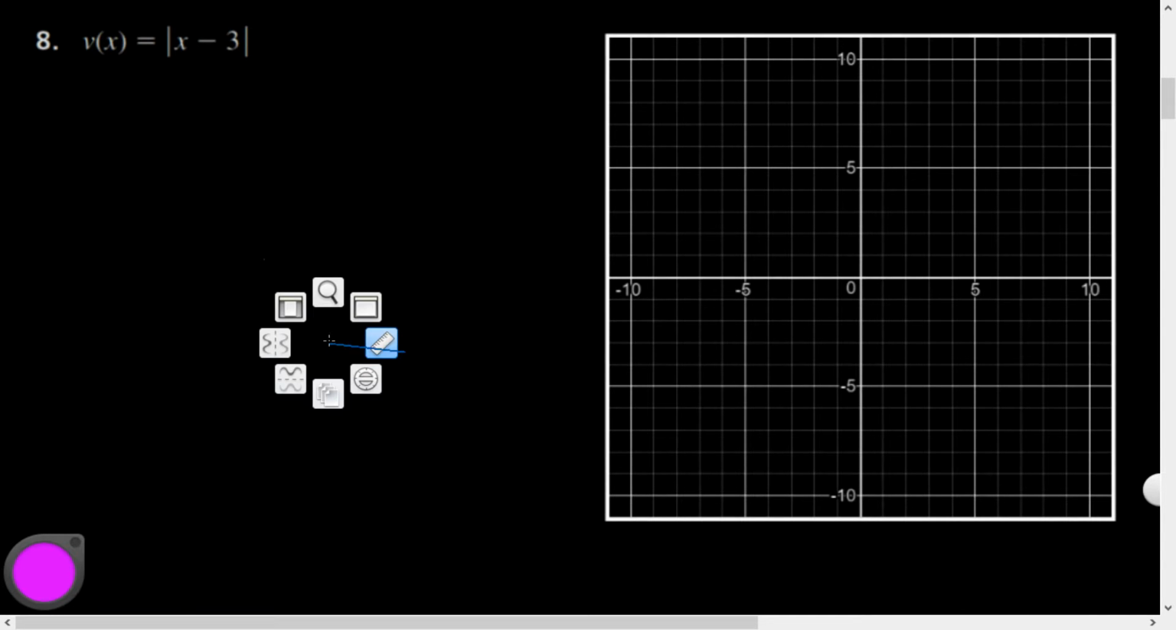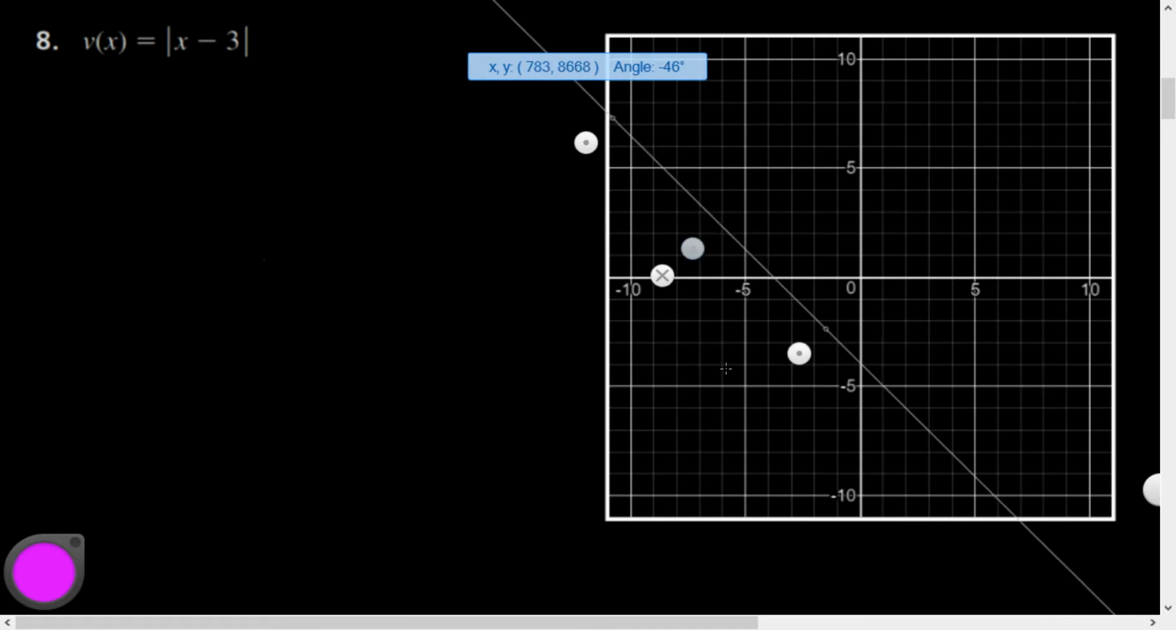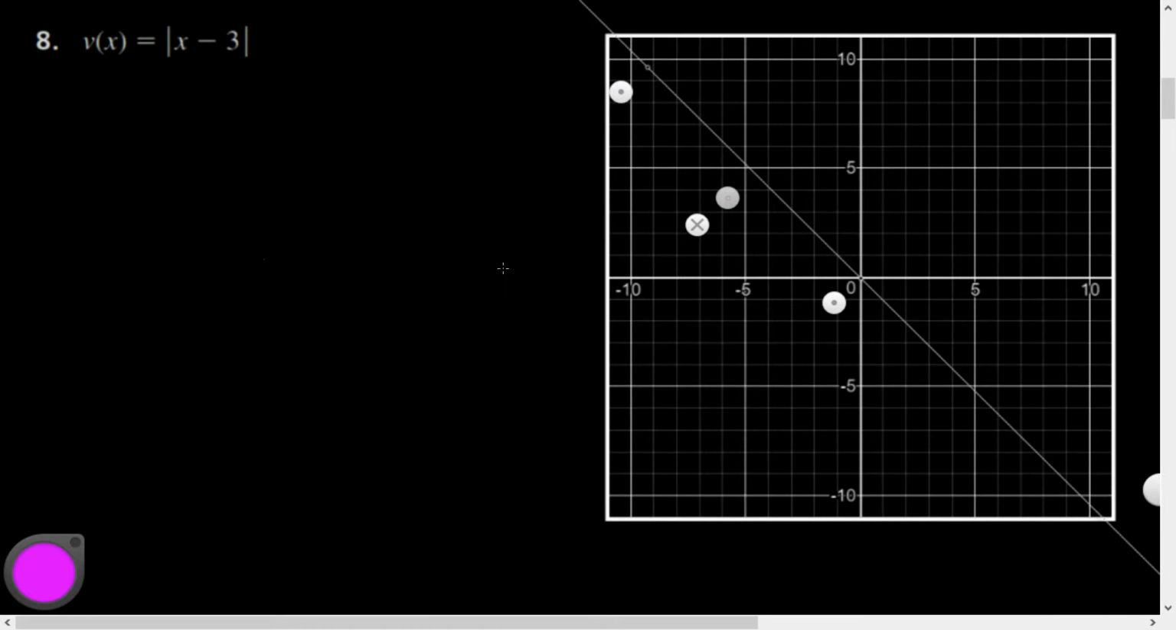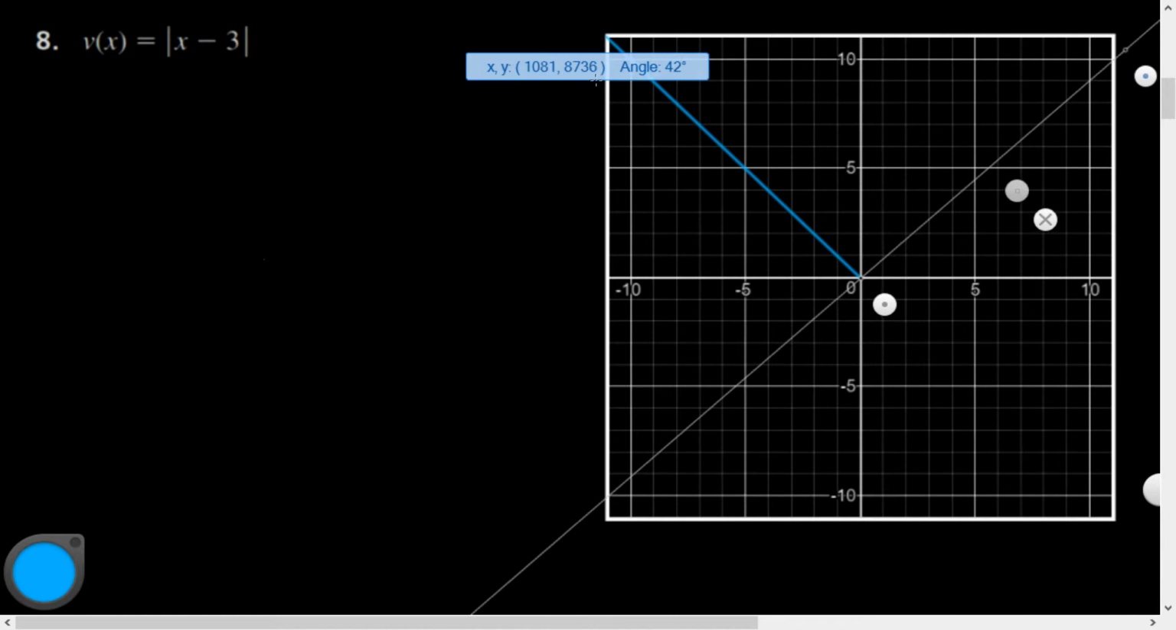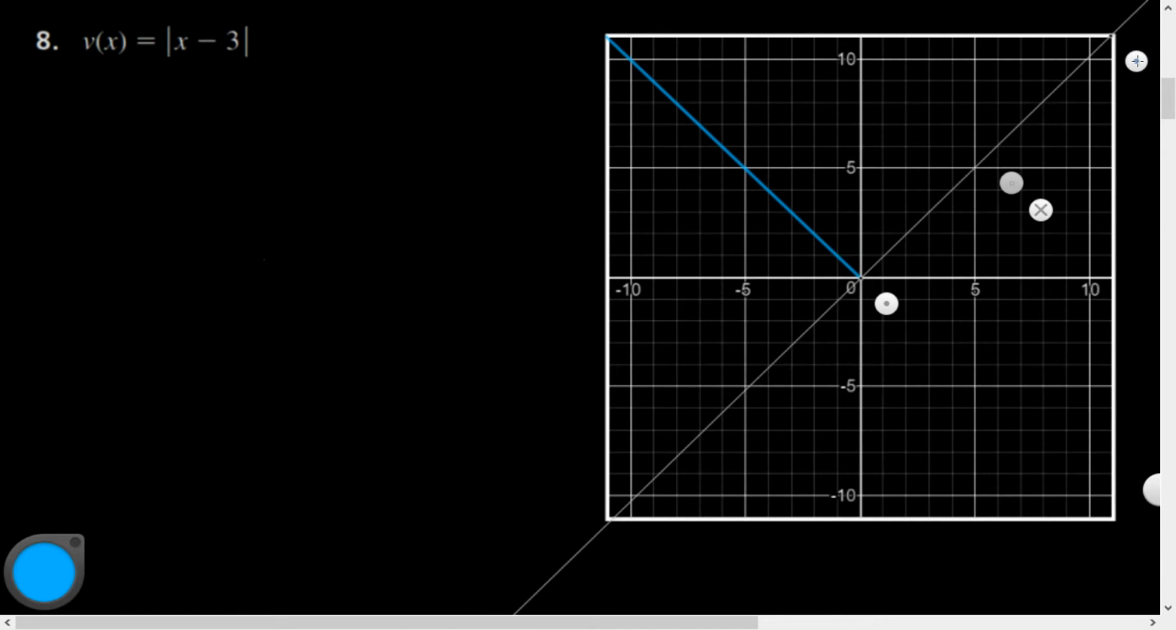All right, let's cruise through this one. You know what I'm going to do? I'm going to graph the parent function, which you guys are now experts at. Where's my cursor? It's somewhere over here. What sort of transformation is going to happen in this one?